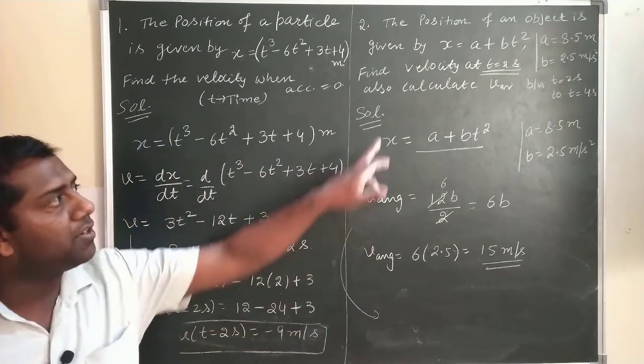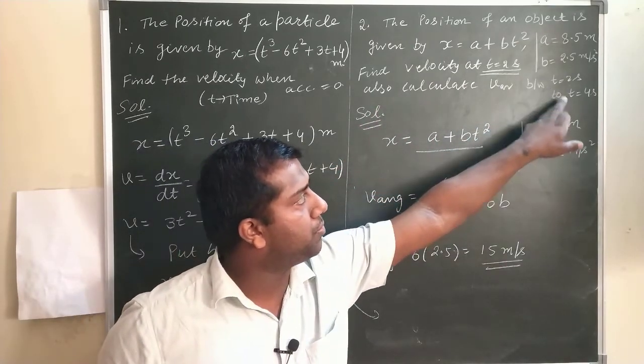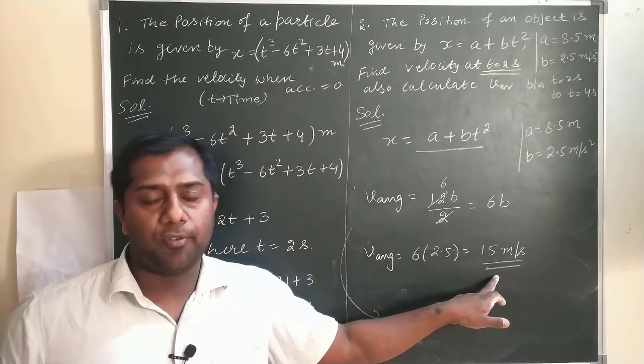So what is the average velocity between the time t equal to 2 to 4 seconds? This is simply 15 meter per second.